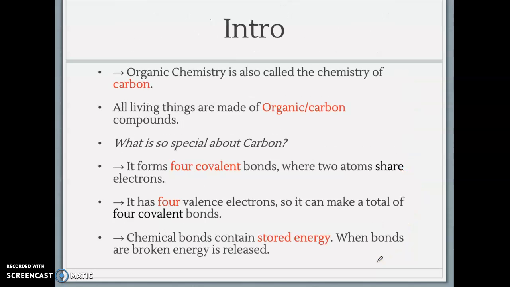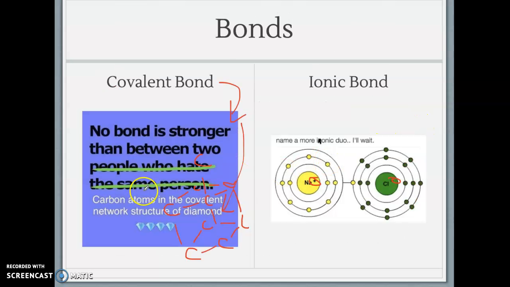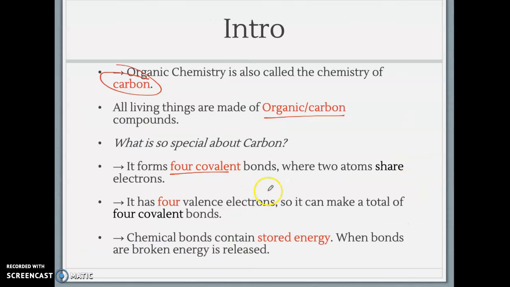So organic chemistry is also called the chemistry of carbon. It's all about carbon, and all living things are made up of organic or carbon compounds. And why is carbon special? It forms 4 covalent bonds. So think about that diamond structure that we drew right here. Each carbon has 1, 2, 3, 4 bonds going to it. This is because it has 4 valence electrons. Remember, it's in column 14, and the 4 in 14 tells me I have 4 valence electrons, which means it's halfway full: 4 out of 8 slots are full. So if I form 4 bonds, I get to 8 out of 8.